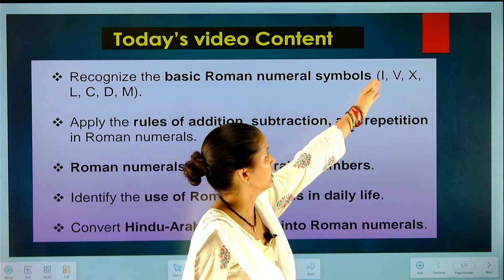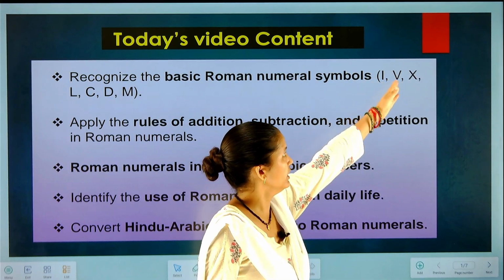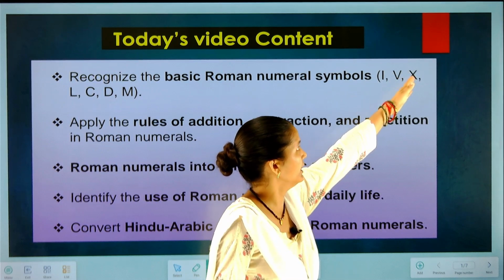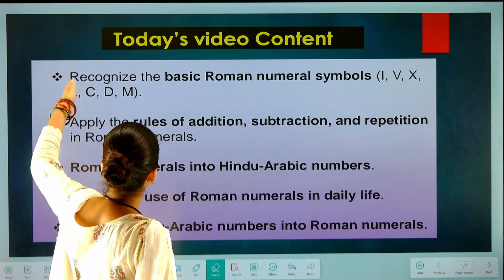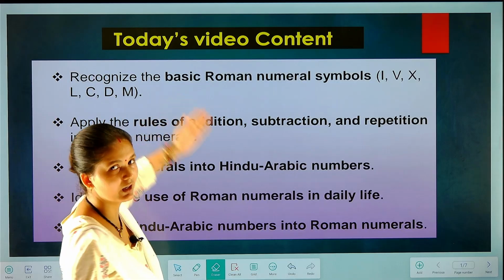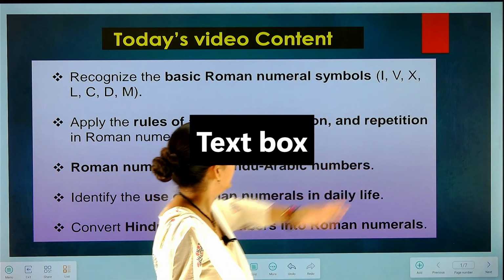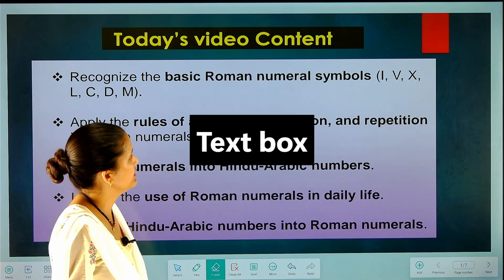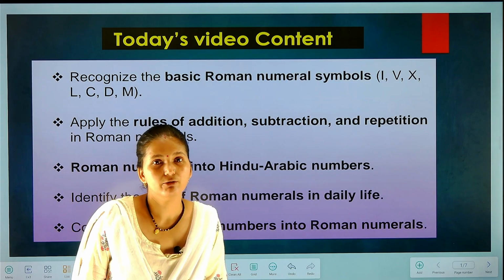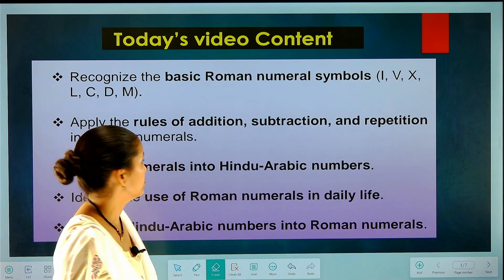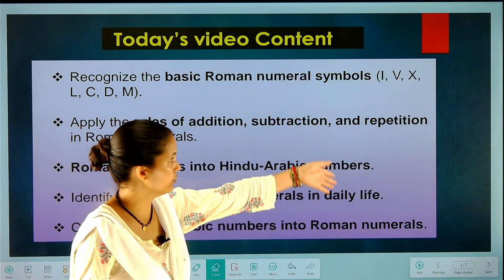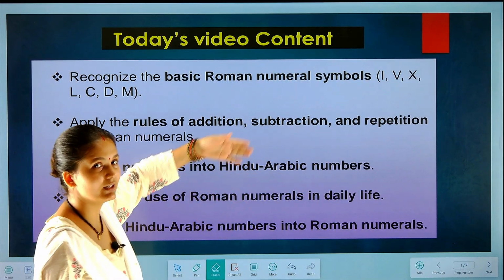We denote 1 by I, 5 by V, 10 by X, 50 by L, 100 by C, 500 by D, and 1000 by M. So these are the symbols. Next is to apply the rules of addition, subtraction, and repetition in Roman numerals. Means when we form Roman numerals, we need these rules. We will learn where to follow these rules inside this video.